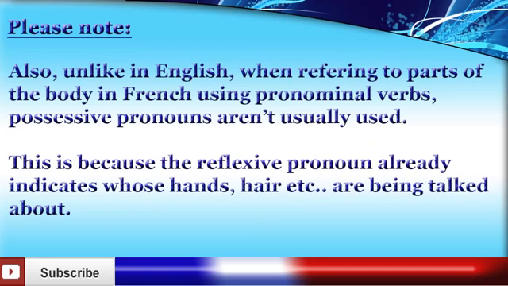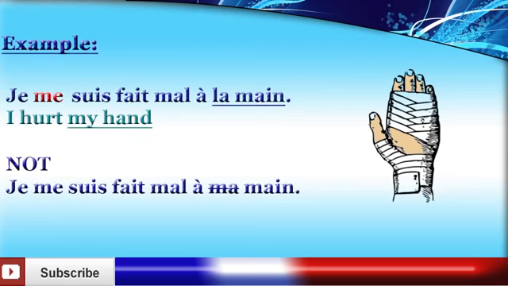Also, unlike in English, when referring to parts of the body in French using pronominal verbs, possessive pronouns aren't usually used. This is because the reflexive pronoun already indicates whose hands, hair, etc. are being talked about. For example, to say I hurt my hand in French, you need to say je me suis fait mal à la main, not je me suis fait mal à ma main.